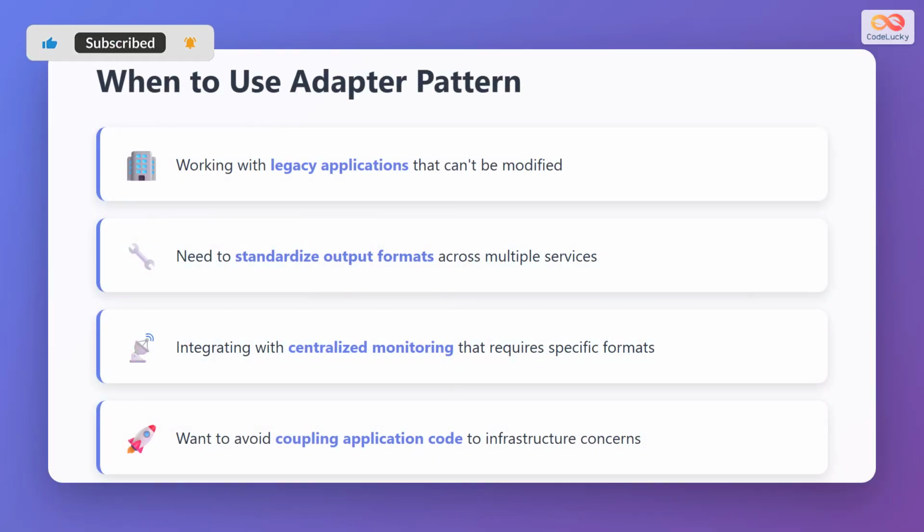You should consider the adapter pattern in 4 key scenarios. First, when working with legacy applications that cannot be modified but need to integrate with modern monitoring systems. Second, when you need to standardize output formats across multiple services in your infrastructure. Third, when integrating with centralized monitoring solutions that require specific data formats. Fourth, when you want to avoid coupling application code to infrastructure concerns, maintaining clean architecture, and making your applications more portable. The adapter pattern is your go-to solution for bridging the gap between diverse applications and standardized monitoring systems.